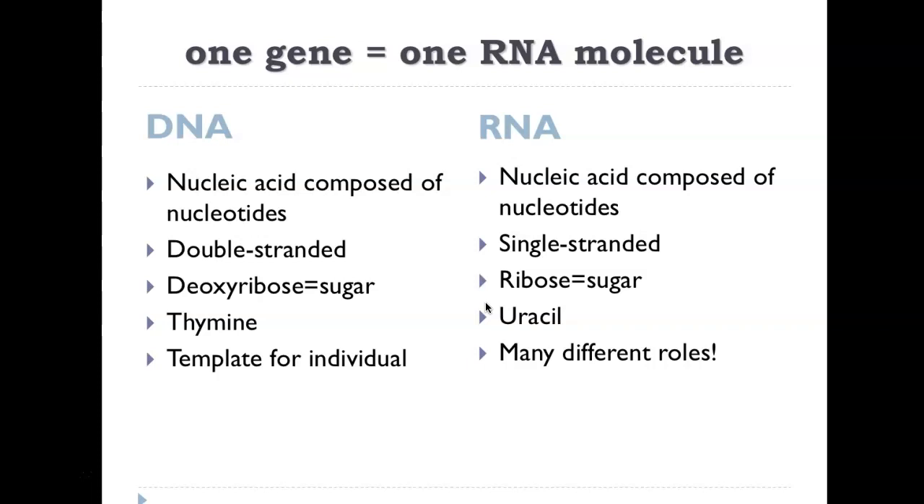All right. DNA is double-stranded. RNA is single-stranded. The sugar in DNA is deoxyribose. The sugar for RNA is ribose. DNA has a nitrogenous base called thymine, while RNA has uracil. DNA is a template for proteins, but RNA has a lot of different roles. I'm going to tell you some of the different types of RNA in just a second. So pause the video and write this down because I'm moving on.